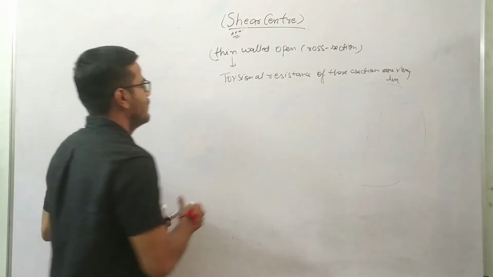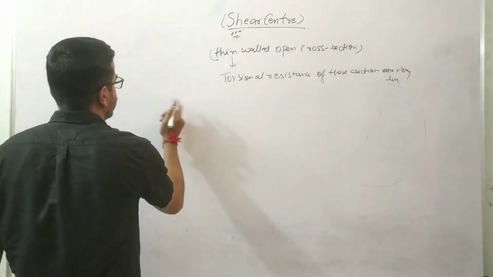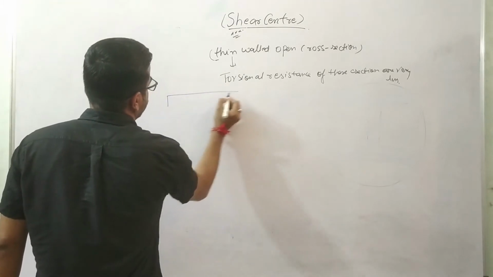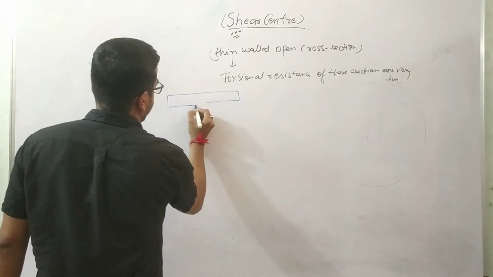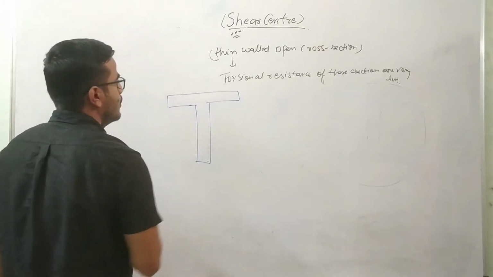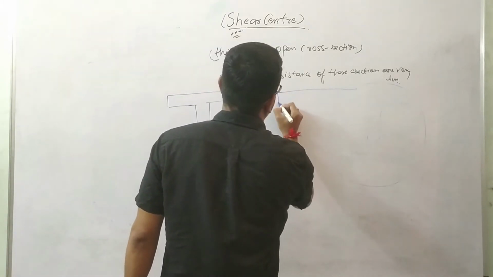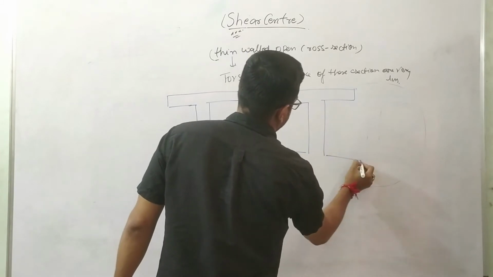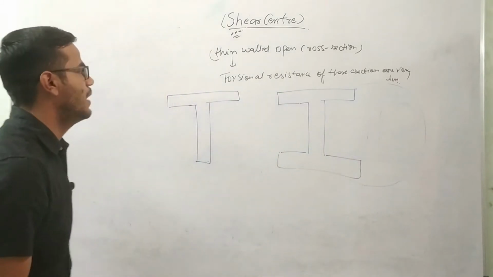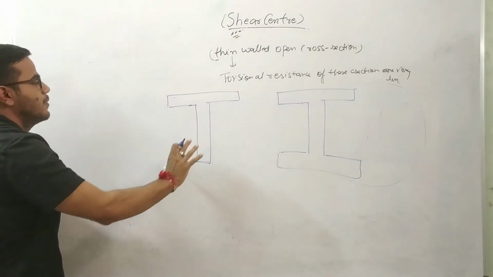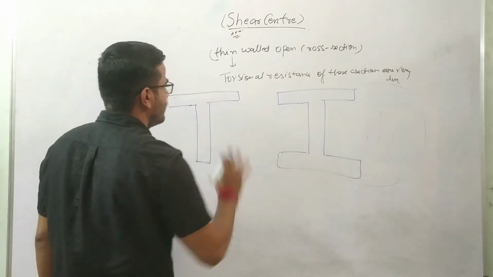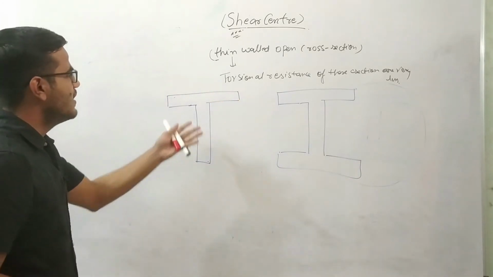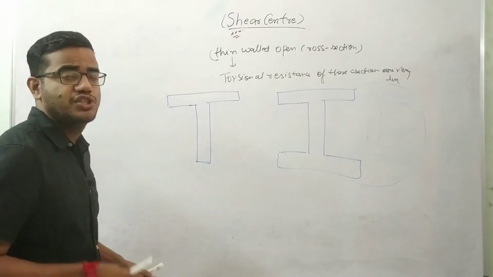In the previous lectures, we have studied shear flow. We have studied shear stress distributions in these types of cross sections. This is one T-shaped cross section, and here we have one I-shaped cross section. These are thin walled cross sections, because the thickness of the member is very small as compared to its width and its depth. But in these cross sections, we didn't talk about shear center.